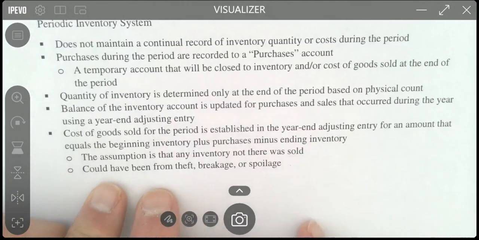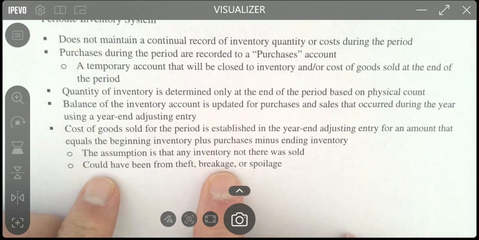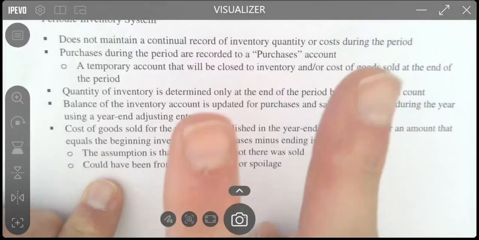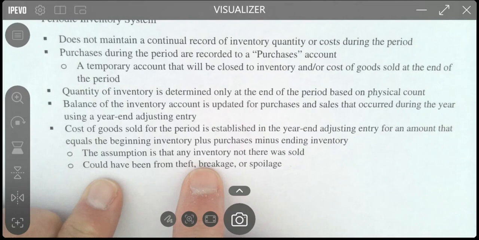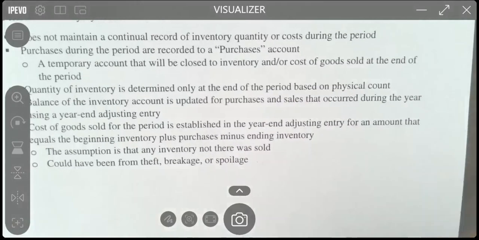Now, some of those costs could have been from theft, breakage, or spoilage. That's the downside of the use of the periodic inventory system. There's two downsides. One, we can't look at the inventory ledger account at any moment in time and see what's there. And also, we're not going to have information to know exact amount of theft, breakage, or spoilage. Okay, that's the types of inventory systems.